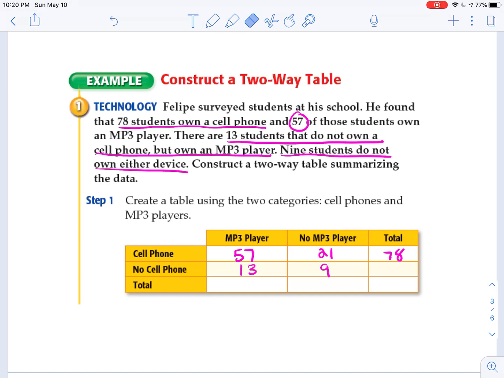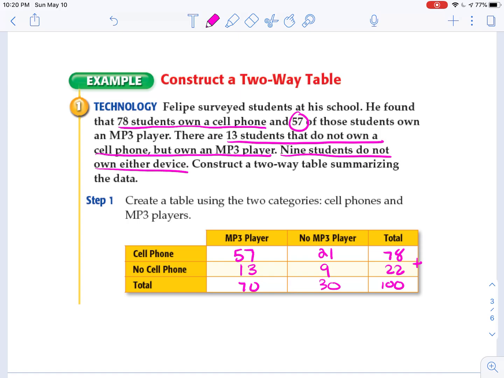9 students do not own either device. So that is no cell phone, no MP3 player. That 9 goes down there. So can we fill in any of the boxes? Well, yeah, we can find all the rest of the totals. We can add this 13 plus this 9 to get 22 total students without a cell phone. We can add this 57 plus 13 to get 70 total students who have an MP3 player. We can add this 21 plus this 9 to get 30 students who do not have an MP3 player.